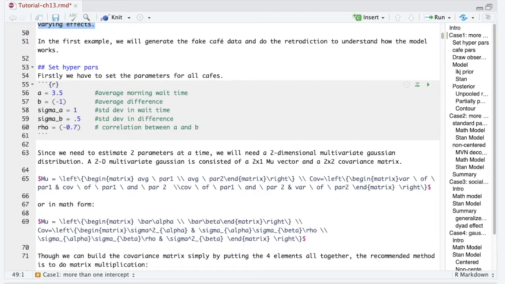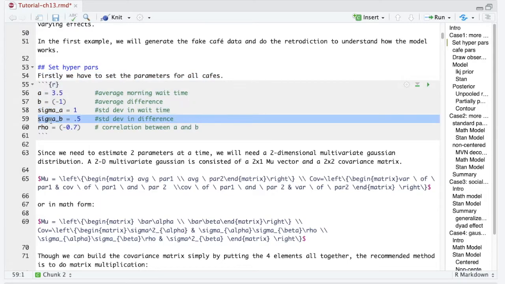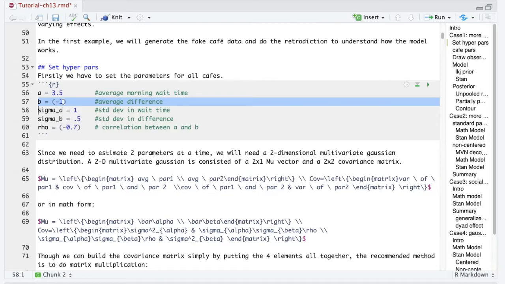I know the concepts are still very complicated, so in the first example, we will generate some fake cafe data and do backtests to help you understand how the model works better. Firstly, let's set the parameters for our fake data. What we need are the average morning waiting time and the average difference between morning and afternoon waiting time, and we also want a standard deviation for morning waiting and the standard deviation for the difference. Also, since we assume that waiting in the morning and the difference are related, we also need to set the correlation coefficient. Our assumption is that longer waiting time in the morning means larger differences in the afternoon.